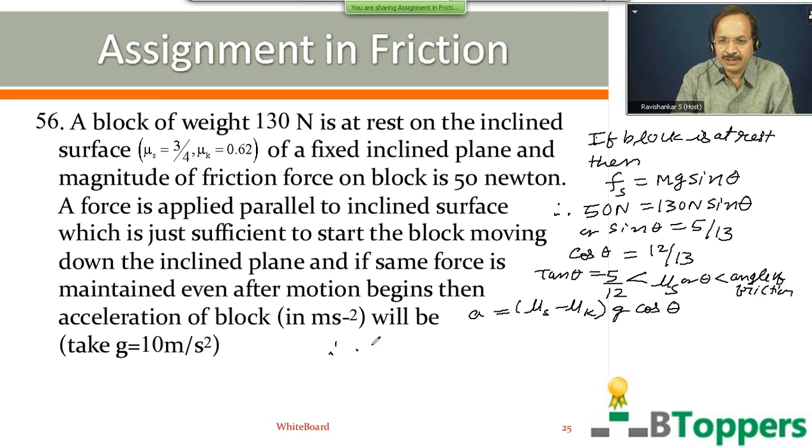So you can substitute the values given there. Mu f is equal to 3 by 4, which means 0.75. Mu k is 0.62 and g is 10 meter per second square. Cos theta is 12 by 13. So you can simplify this.